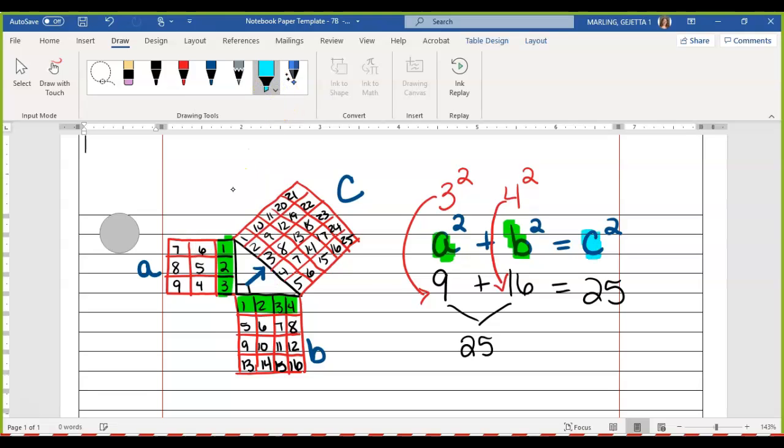So how big is that length of C? 5. And mathematically, our formula says to square it. Does 5 squared give me 25? Yes, so if we square the length of A plus square the length of B, we get the squared length of C. Bam, mic drop, we just proved the Pythagorean theorem. Kiss your brain. Mwah, you're so smart.